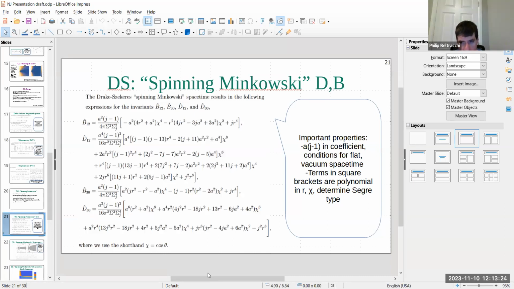I just wanted to clarify one doubt. Suppose you have 2 spacetimes. Both these spacetimes have the same Segre type. Now, does this mean that these 2 spacetimes are solutions of the same Einstein's equation?